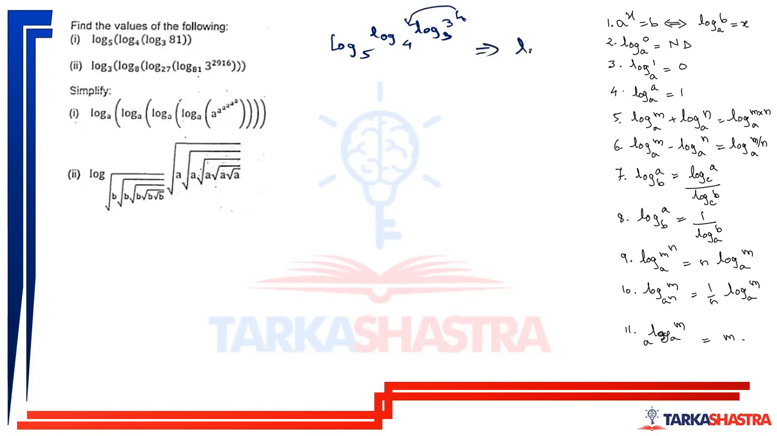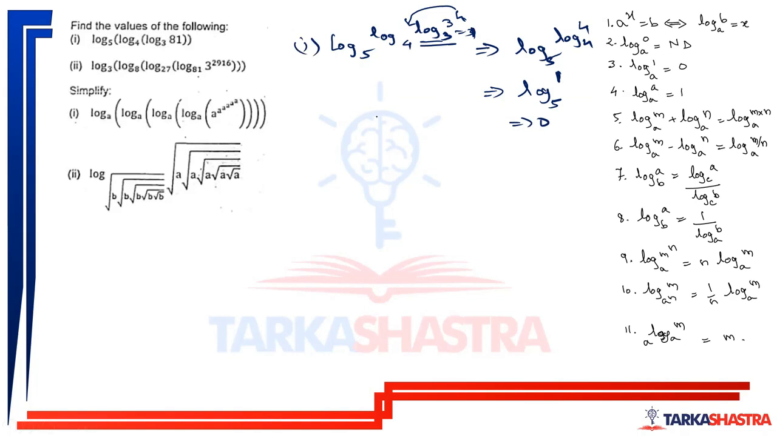So this will be log 5 base, log 4 base 4. Now log 4 to the base 4, because this 3 to the power 4 is nothing but log 3 to the base 3, is nothing but 1, and this 4 has come out. Now log 4 to the base 4 is 1, and we have log 1 to the base 5, which is nothing but 0. This was your first question, which is nothing but 0.